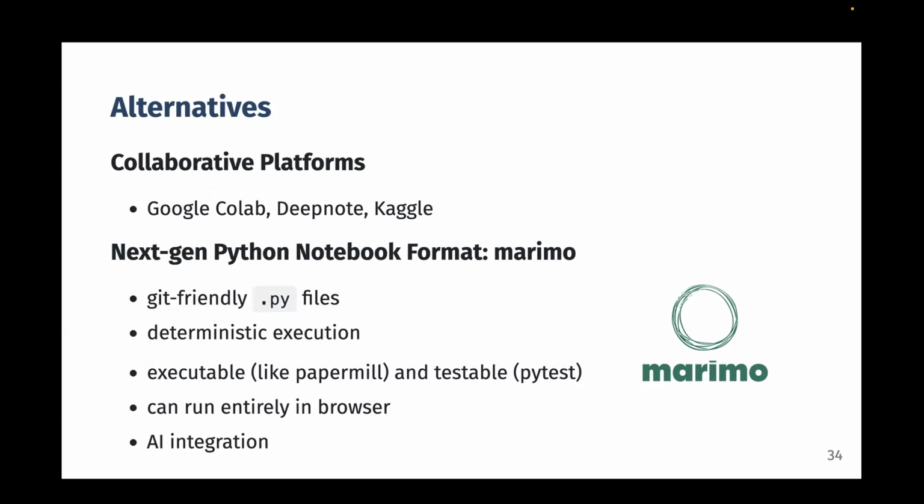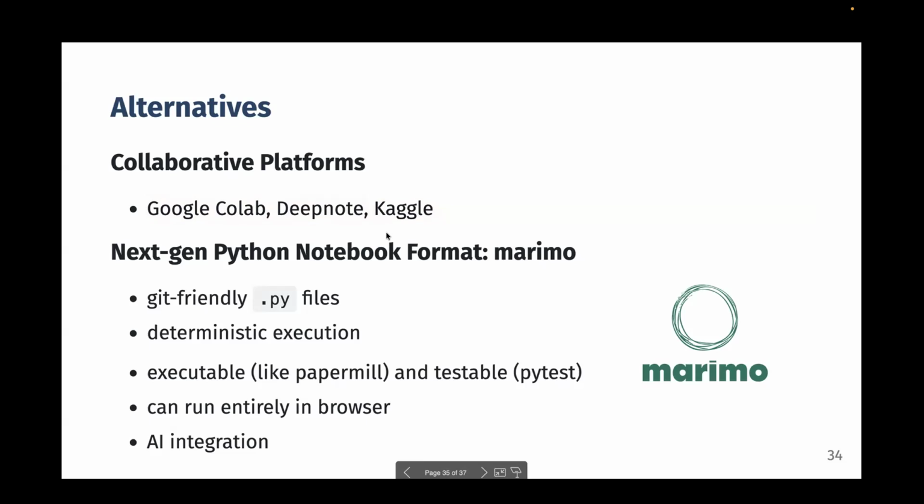So there are a whole host of what I call collaborative platforms, like Google Colab, DeepNote, and Kaggle. These actually have their own document formats, which may be more or less compatible with Jupyter Notebooks. They each have different features, but the primary thing is you work in the cloud, and there's normally some collaborative aspects where you can share notebooks or work in real time with other people.